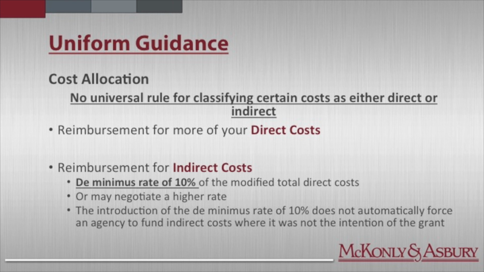So you'll see here that there's this concept of a de minimis rate of 10% of the modified total direct costs. Nonprofit organizations who have never had a federally approved indirect cost rate can elect either the de minimis rate, which is 10% of their modified total direct costs, or negotiate a higher rate within the constraints of the federal cost principles. If you already have a cost rate, you're kind of out of luck. You have to follow it and go from there.